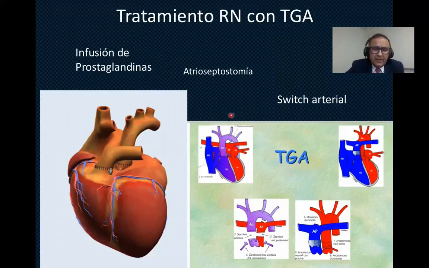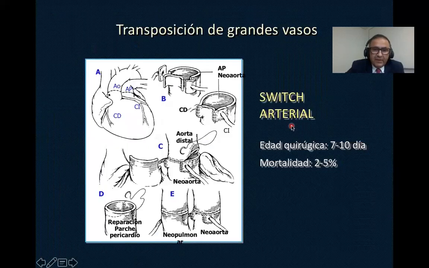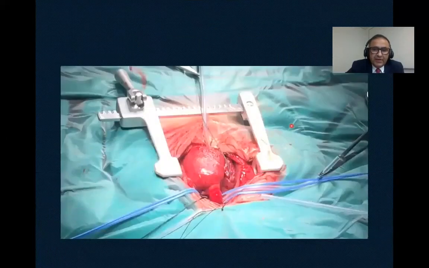to surgery. Children with TGA, once they are born, should be started on prostaglandins, have an atrial septostomy performed, and then undergo the arterial switch soon afterward. This is performed within the first 7 to 10 days of life.